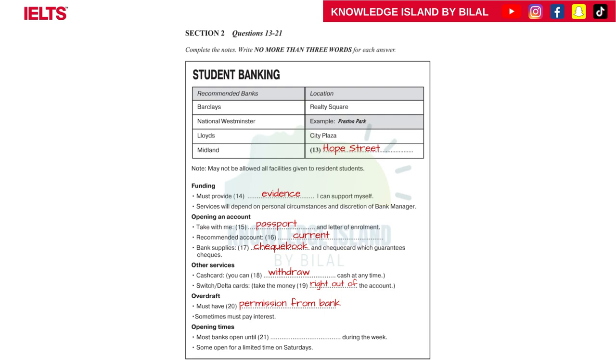Well, that just leaves opening times. When can you go? Banks used to be open from 9:30 a.m. until 3:30 p.m. from Monday to Friday. But many main branches are now open until 4:30 or 5 p.m. on weekdays, and some of the bigger branches in London and other major cities are now open for a limited time on Saturdays. Okay, any questions?